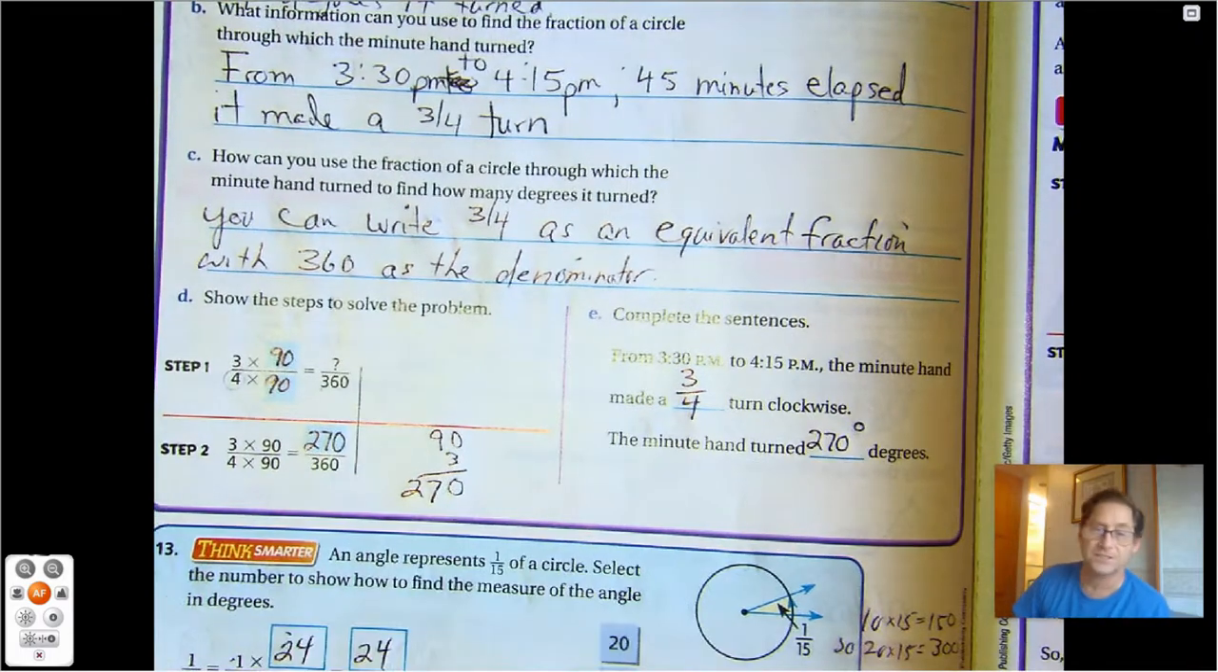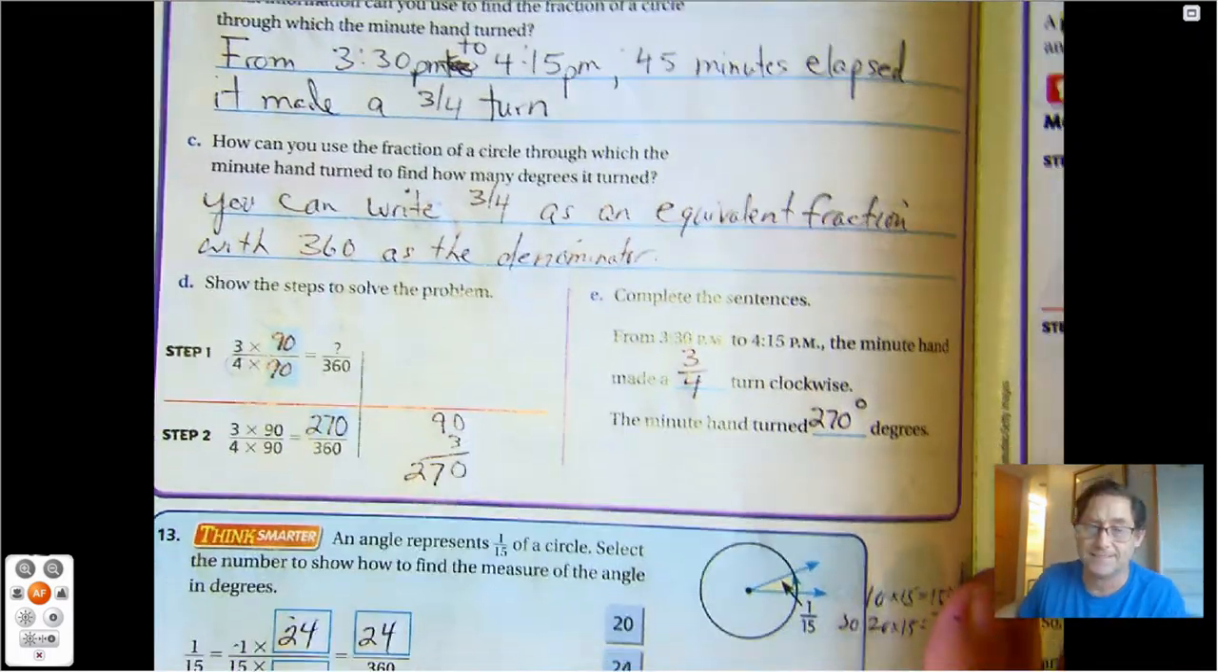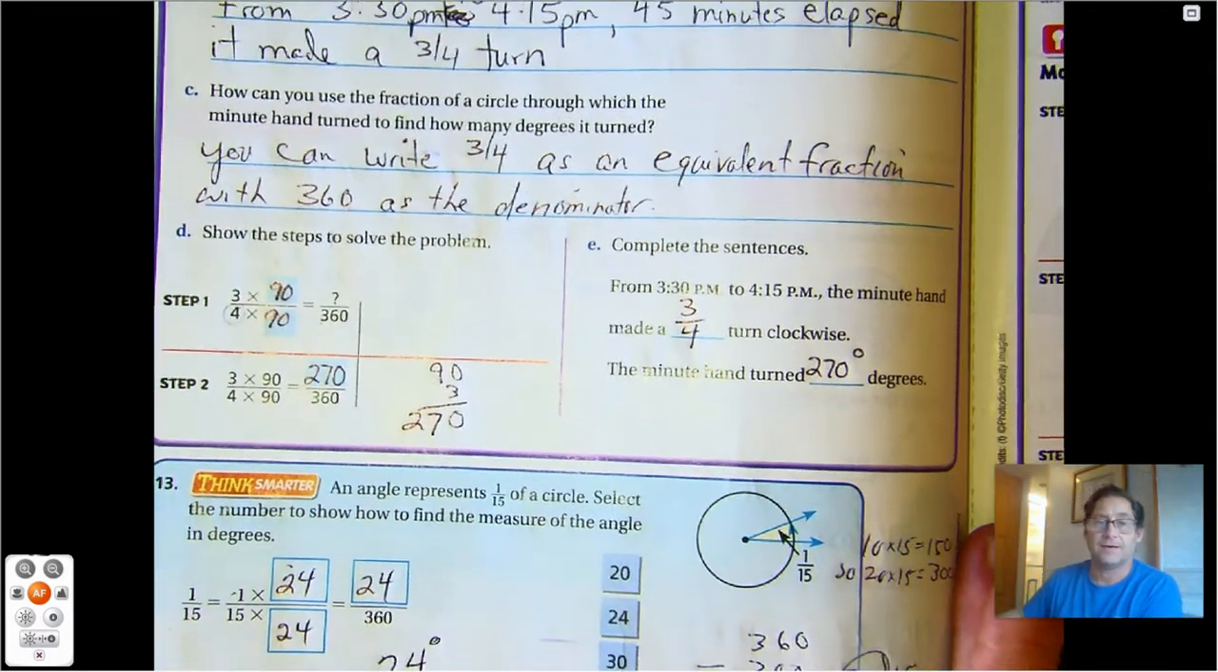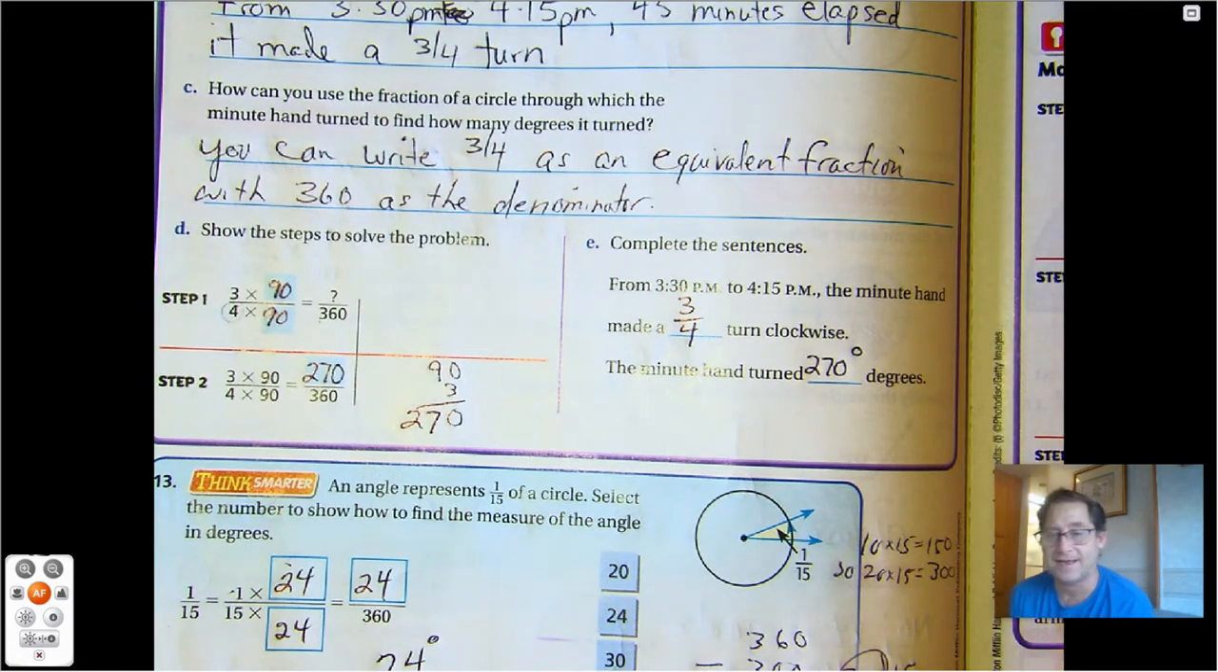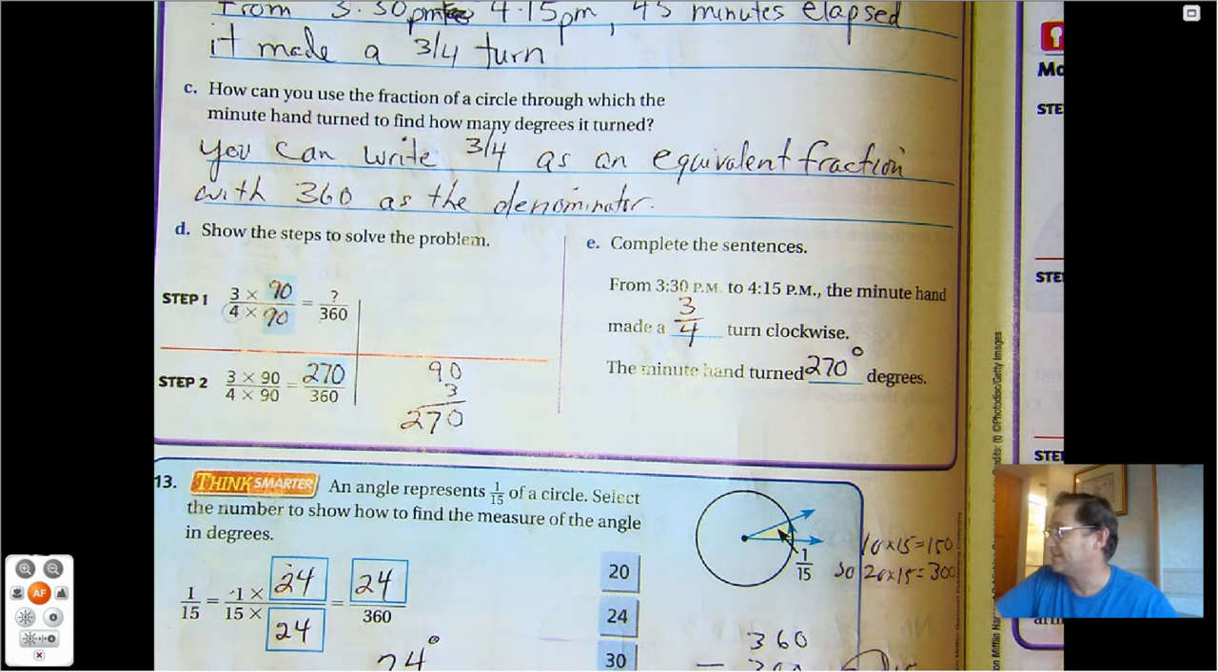All right, so that's our introduction to angles and degrees. Key point is that there's 360 degrees in a circle, and we can use fractional amounts of the turns and turn them into equivalent fractions with 360 as a denominator to find the angle. In our next lesson, we're going to be talking about measuring and drawing the angles using a protractor.